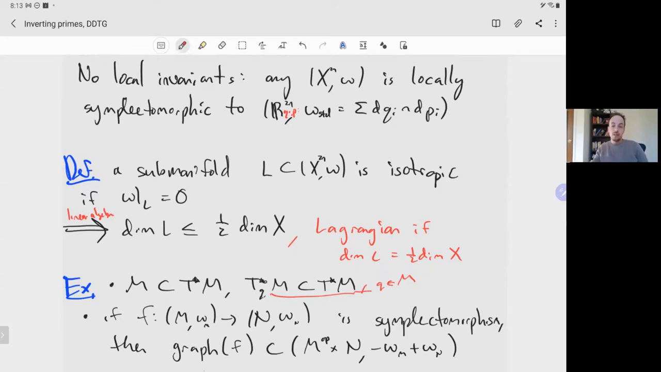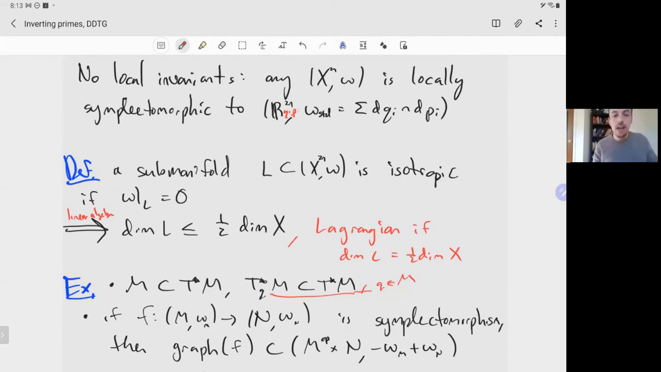So you could think, at least based off these two examples, that Lagrangians are the possible starting states of a system. And in fact, Lagrangians should be thought of as semi-classical states, and they play a role in geometric quantization, going from the classical theory to the quantum theory.